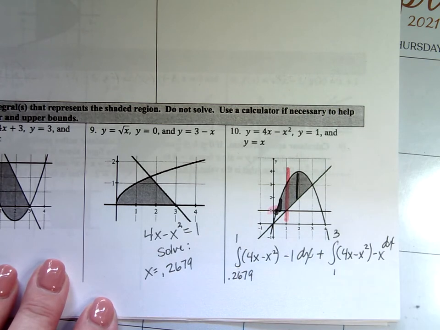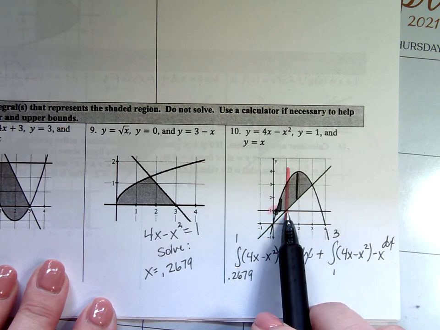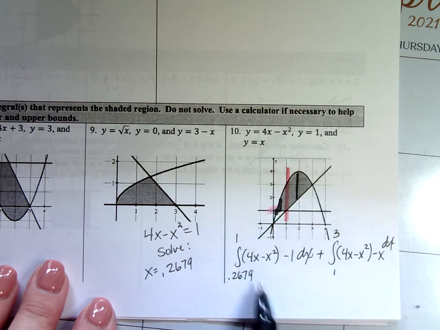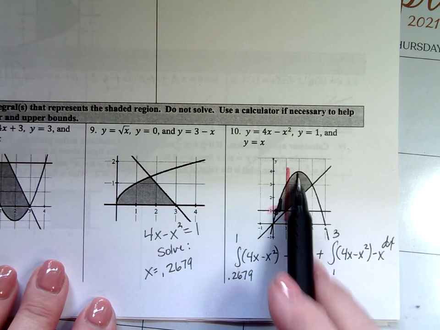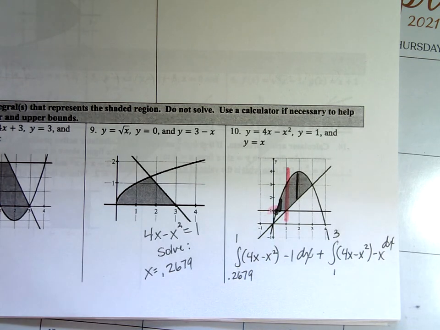There you go, let's double check it. First one goes from 0.2679 to 1. Second one goes from 1 to 3. And you've got top parabola, bottom 1, top parabola, bottom the line. Perfect. There's number 10. They didn't need you to set it. They didn't need you to solve it. They just wanted you to set it up.